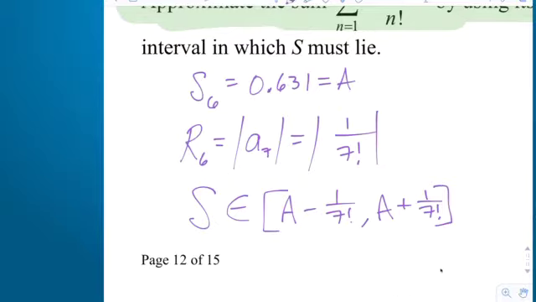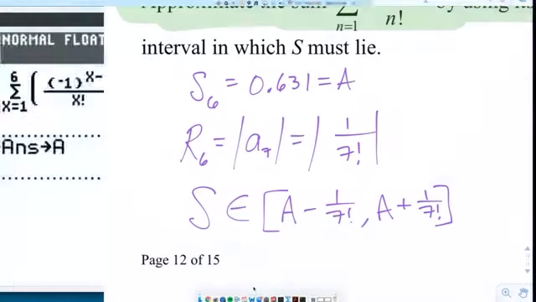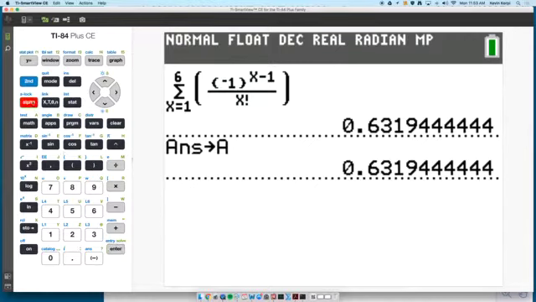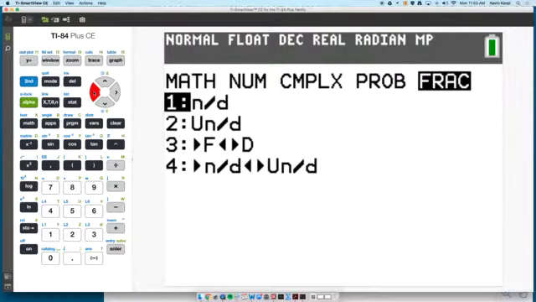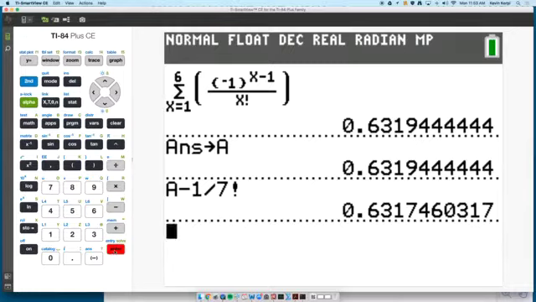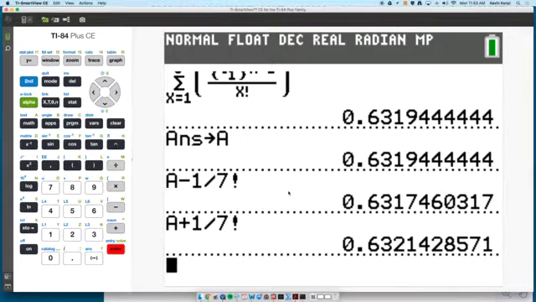And because I stored it as a, here's what we could do now. We could just say it's going to be, for the lower bound, a minus 1 divided by 7 factorial. And there's the lower bound. And then to get the upper bound, I could just recall that and come over here and put plus.